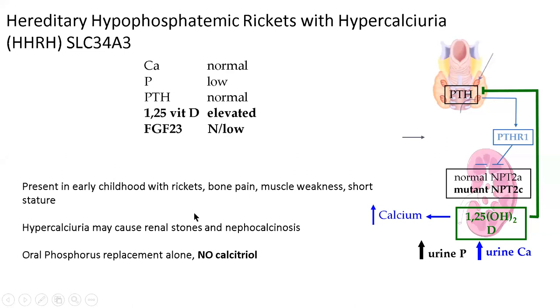Now, it is present in early childhood. It might cause hypercalciuria. Why hypercalciuria? Because of increased levels of 1,25-OHD. So we don't treat these patients with calcitriol. We treat them only with oral phosphate replacement.